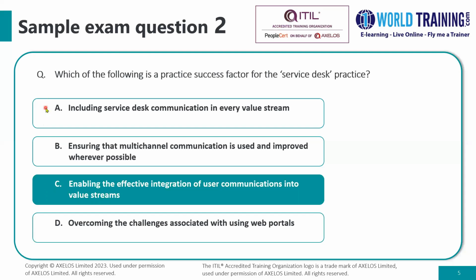Option A, communication is included in value streams where necessary, but not every value stream. Therefore, A is not correct. And also A is not a PSF as well. Option B, ensuring multi-channel communication is used and improved wherever possible. This is not a PSF, but it is important to ensure this happens.